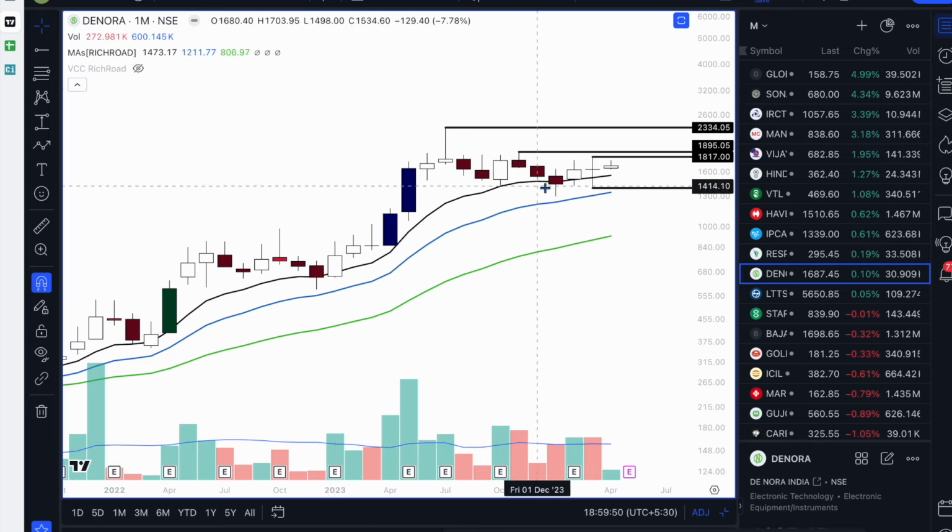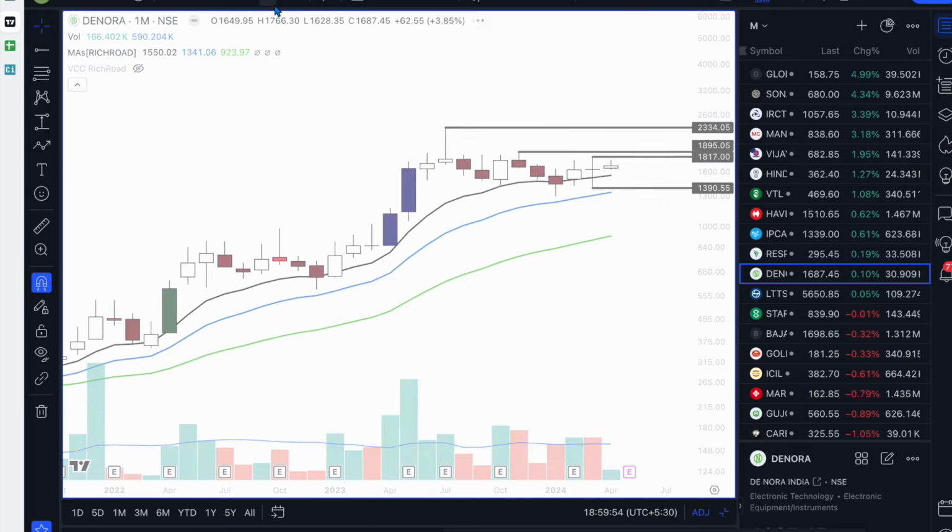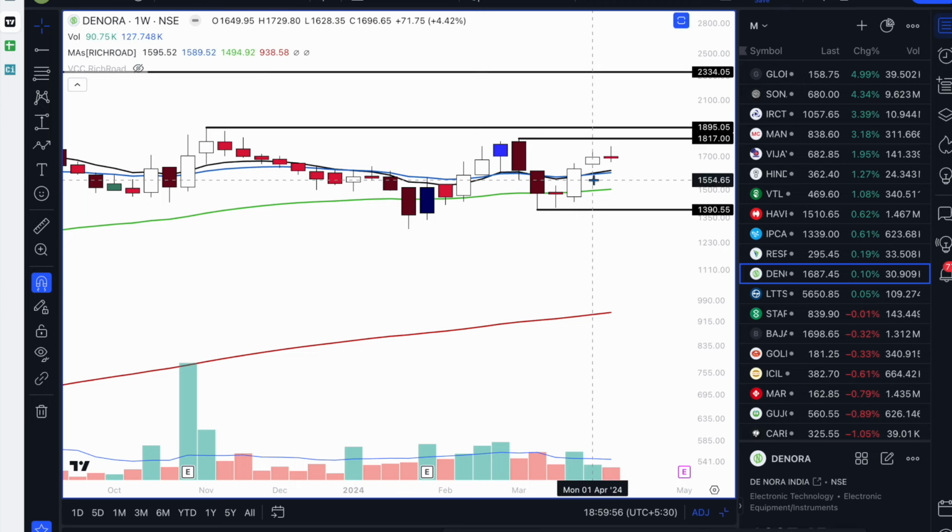Denora, again, see the same thing. This can take months to actually reach this level. So if you go on the weekly, what is happening? 10 is not even above 20. And I think we'll need a good candle for that condition to be true, because I think it can come back down again. If it comes back down, 10 will again come below 20, and that is not a good thing. So we'll wait for that, and once that happens, you can start building the positions in these stocks.